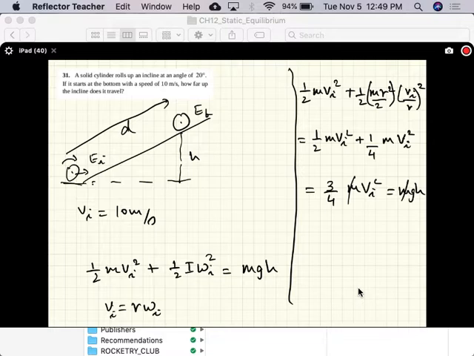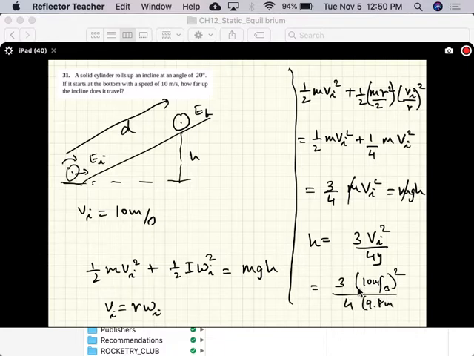The mass canceled. What does that mean? That's right: every mass, no matter how heavy it is, with the same dimensions and same velocity will end up at the same height. All right, so h works out too.